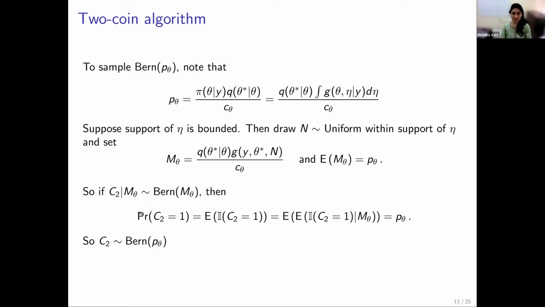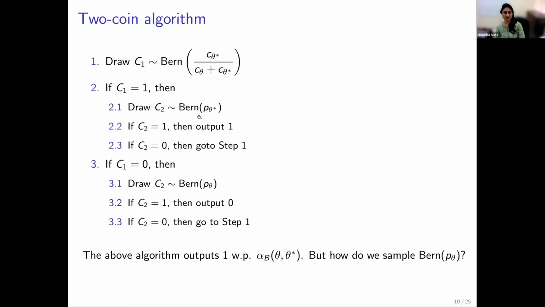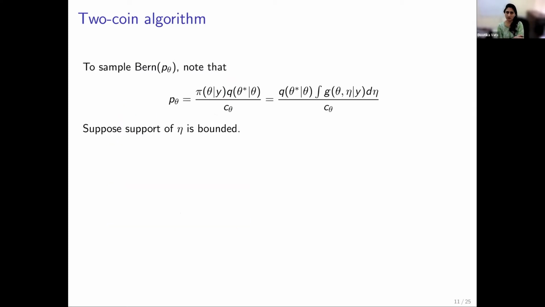All of that is to say that to implement the steps here and here, I just need an unbiased estimate of p theta and p theta star. As long as I have that, I can implement steps 2.1 and 3.1, and this is a particular way of getting that unbiased estimate.